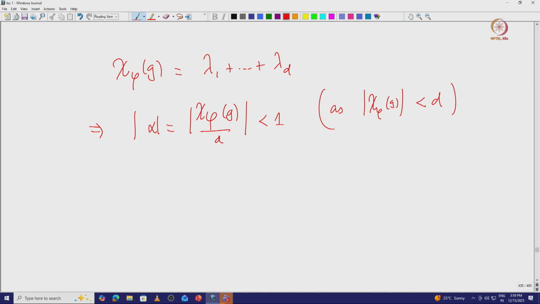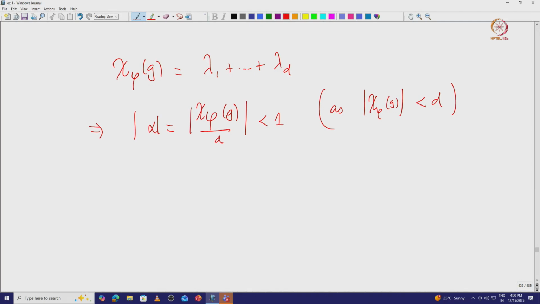So, now what we are going to claim? We are going to claim that this alpha actually belongs to Q as well. That would imply that alpha is in the intersection A intersection Q, that would imply that alpha is indeed an integer whose absolute value is less than 1. So, from that we can conclude that alpha is 0. Okay. So, how are we going to do that?